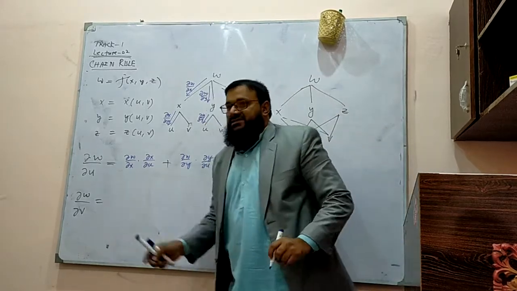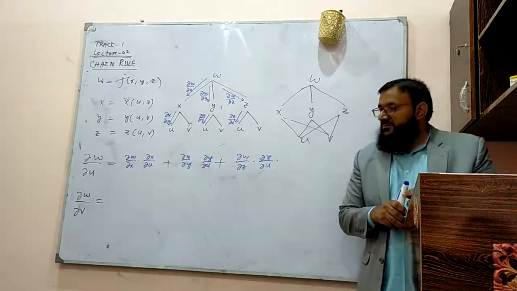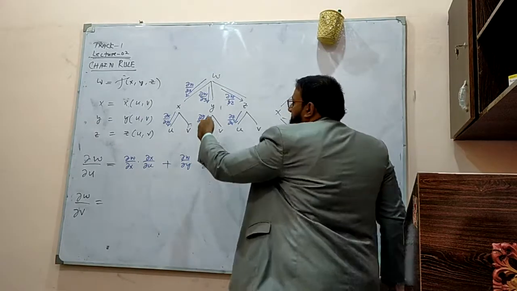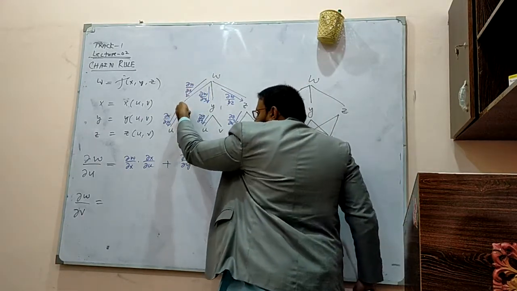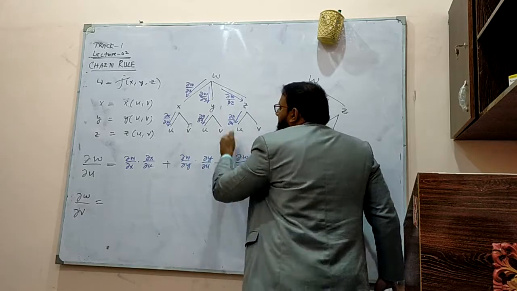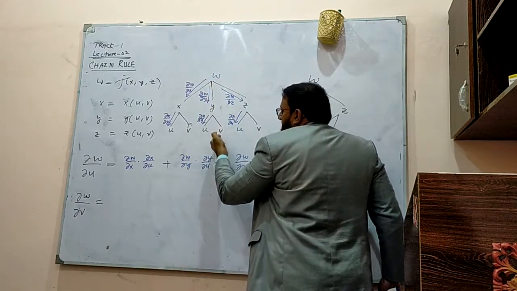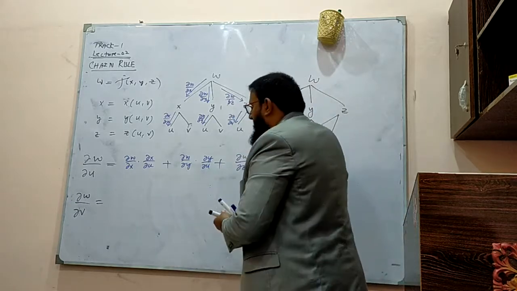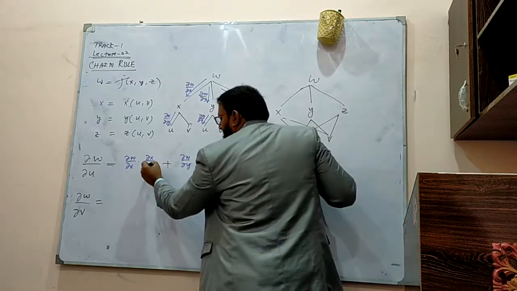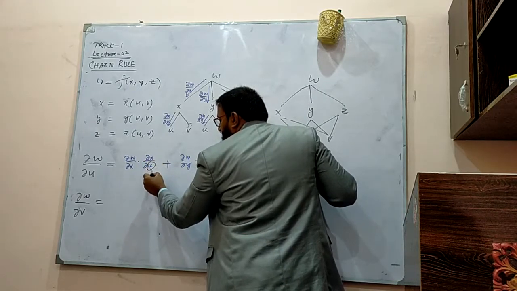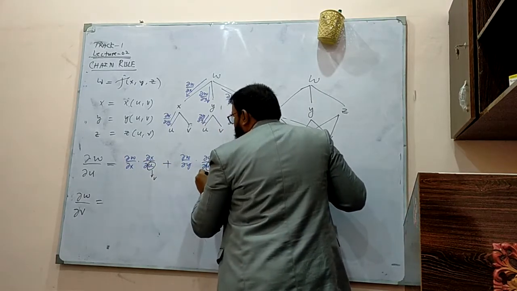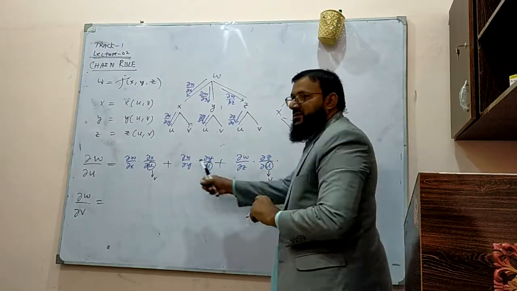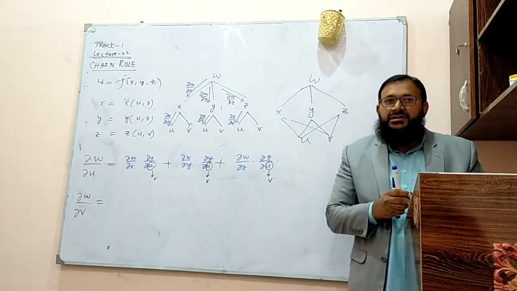What happens in this case? U replaced by v. Yes, if you want partial w by partial v, then what happens? You take this way, then you take this way because you have to reach at v. You take this way, then this one because you have to reach again at v. This way and then this way. So what happens in this formula? Only u changes: this u changes into v, this u changes into v, and this u changes into v. So this is going to be partial w by partial v.